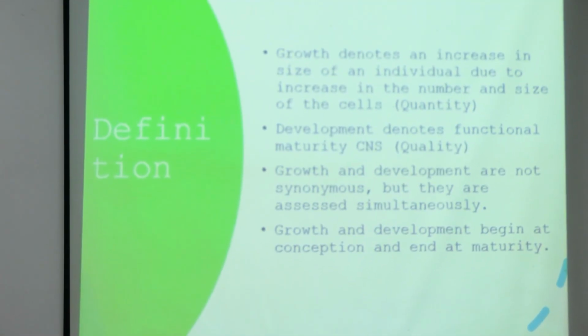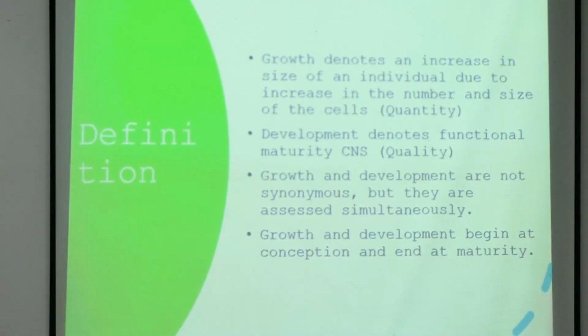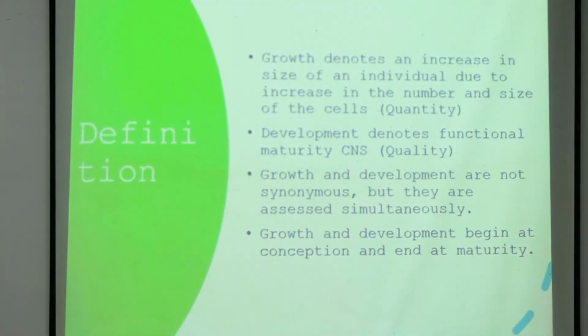There is intrauterine crowding, meaning when there are twins, triplets, quadruplets, and it leads to various changes in the fetal growth. If the mother has poor nutrition, again, it will affect fetal growth and development. So growth is quantitative, it's the increase in size, and development is qualitative, the maturity of the CNS. Both are used synonymously, but both are not synonymous.